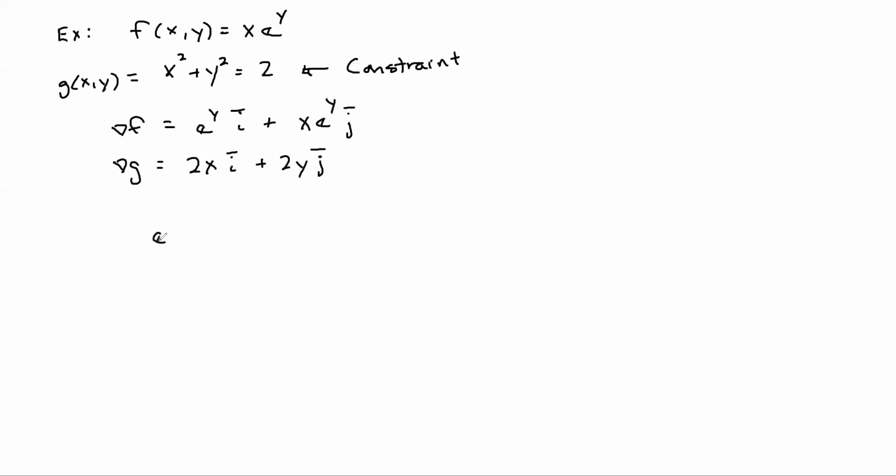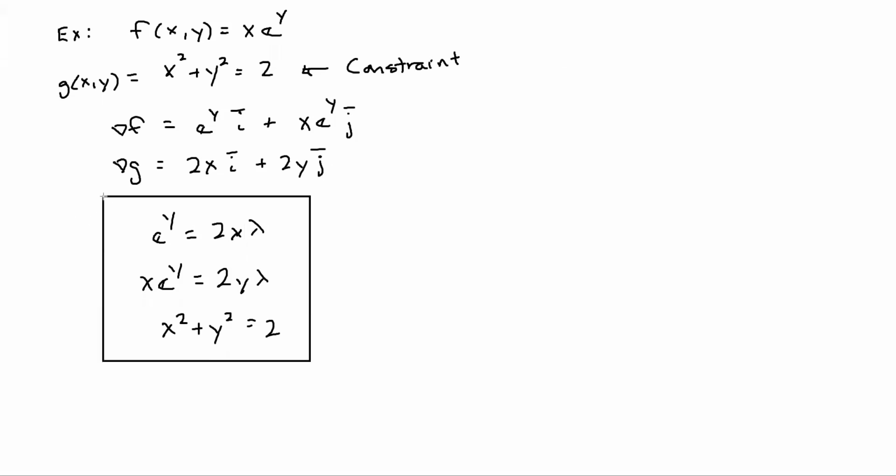So we're going to have e to the y equals 2x lambda, x e to the y equals 2y lambda. And then don't forget your constraint. This is kind of step one. We have our system. Step two, solve the system.